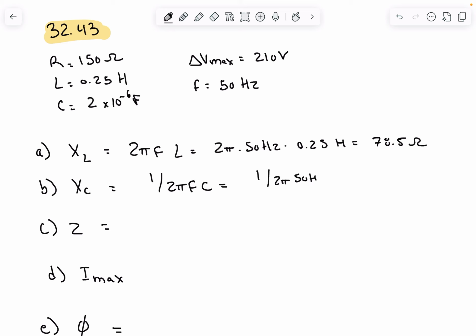That's going to be delta V max, which we're given, divided by Z. So delta V max is 210 volts. Divide that by 1520 ohms and we get 0.138 amps.